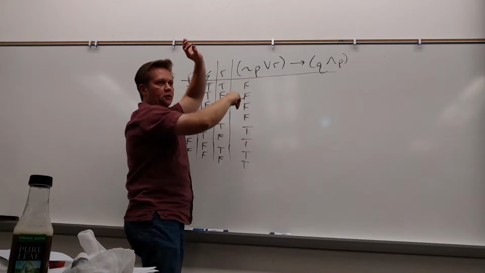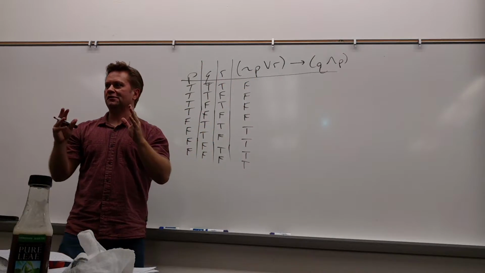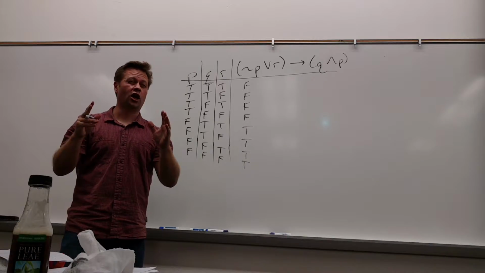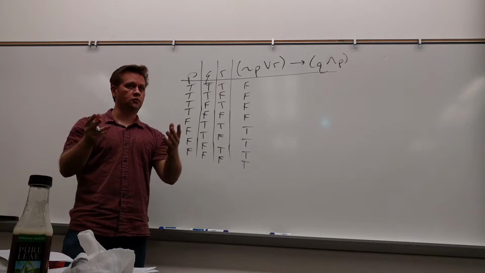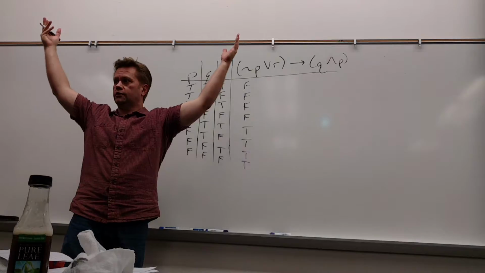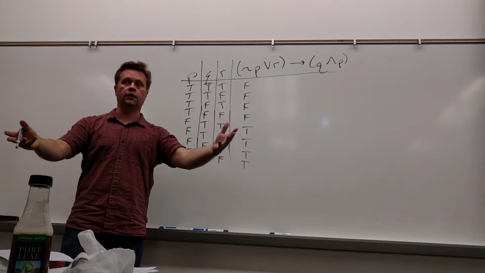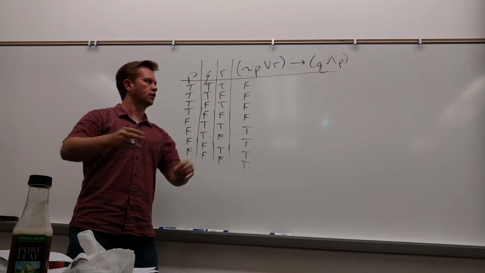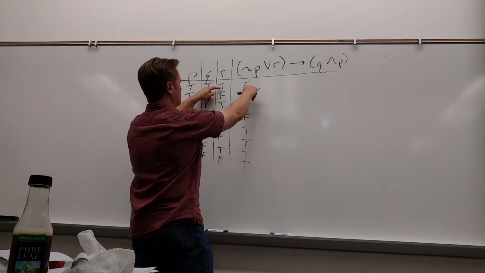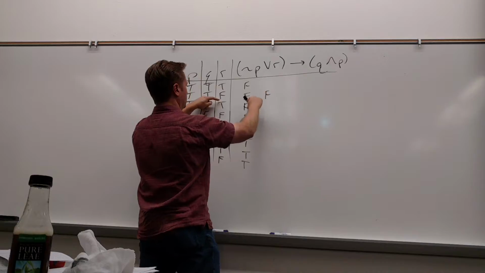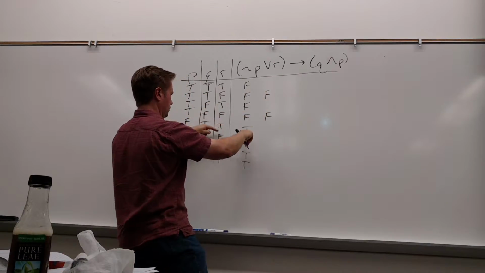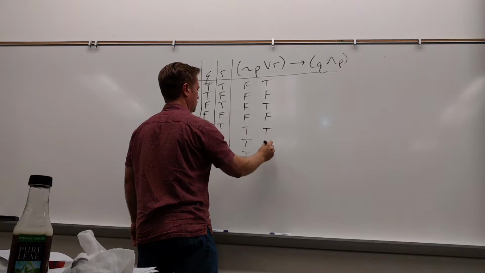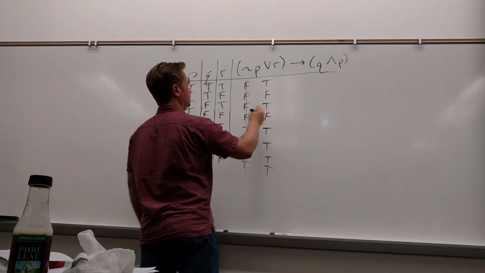So or is only false when they're both false. Or is the dude that's like, you or you, I don't care. If neither one of you, then I care. But if at least one of you, I'm okay. So it's only going to be false when I see two falses. So that's false. That's false. Everything else is true. Yay. We stop there for a second.